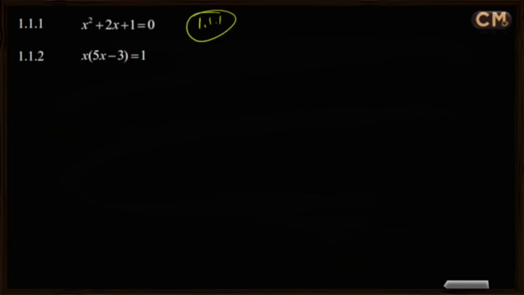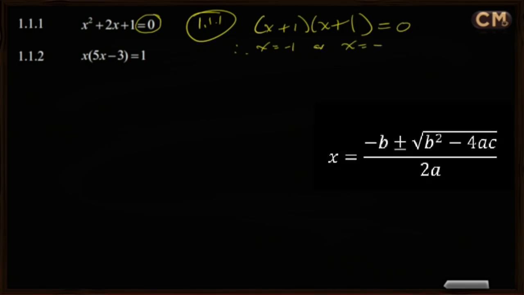1.1.1. This is about as stock standard as they come. So that's just going to be x plus 1, x plus 1 in its factorized form. That's all equal to 0, as standard form demands. Thusly, x is equal to negative 1. There is also a gigantic formula that you can use as well.